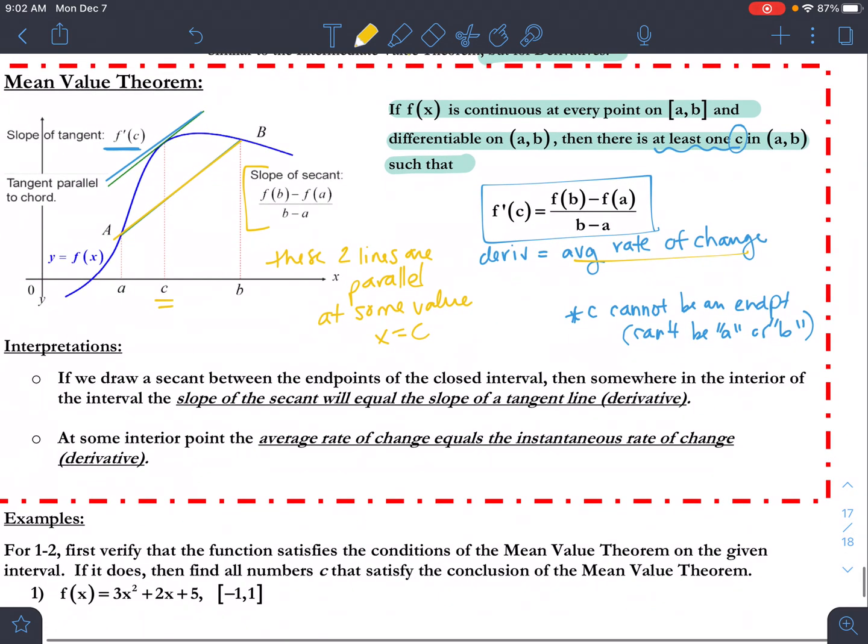Just really important wording here. The slope of the secant will be equal to the slope of the tangent. It could ask the question in that way. I could say, what's a possible x value where the secant is parallel to the tangent line, or the slope of the secant will be equal to the slope of the tangent. As well as average rate of change equals instantaneous rate of change, where f prime of c would be the instantaneous rate of change. So just a heads up on all those pieces. Again, that's what it means.